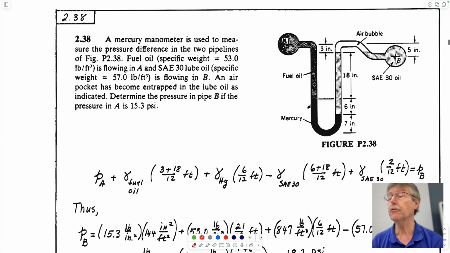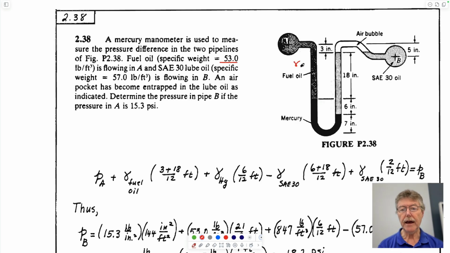Differential manometer. Same deal. Okay, let's go through this. So we'll go through a couple of questions. So if that wasn't clear, then this may clear it up. So a mercury manometer is used to measure differences in 2 pipelines. These spheres represent pipelines going into the page. We want to measure the pressure in B if we know what A is. One of the pipelines has oil of some specific weight, which is this.